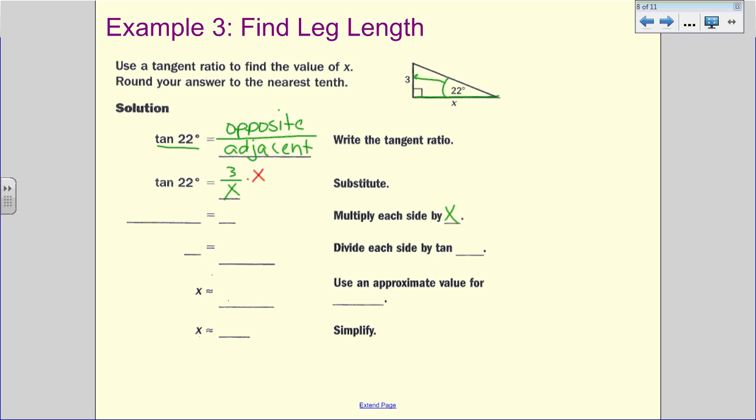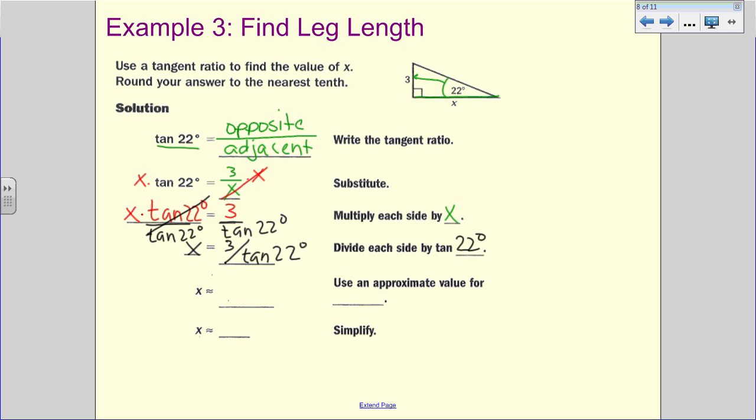So when you multiply by x here and here, these x's cancel. You get x times tangent of 22 degrees is equal to 3. Well, now if we look at this, I want to get x by itself. So I'm going to divide each side by the tangent of 22 degrees. That's going to leave me with x is equal to 3 divided by tangent of 22 degrees.